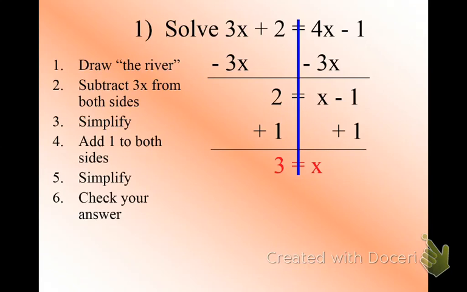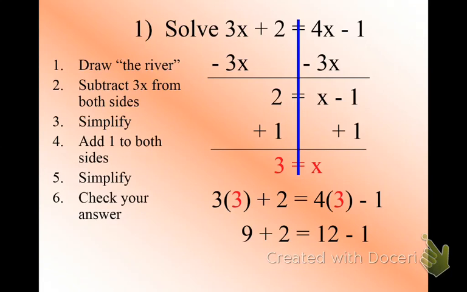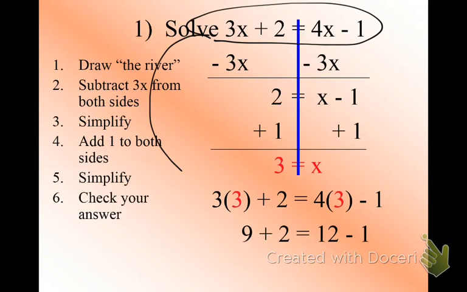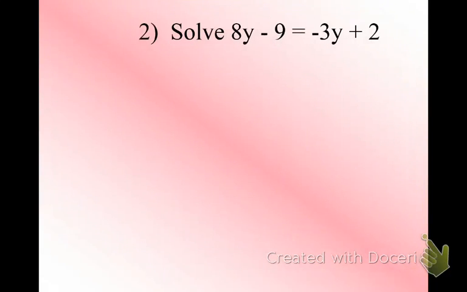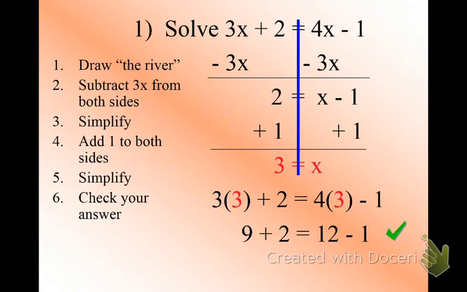All right, good. So we can check our answer, plug 3 back into the original equation right up here. So we're using this equation down here and plugging 3 into it. And when you do that, you get 3 times 3 plus 2 equals 4 times 3 minus 1. So 9 plus 2 equals 12 minus 1. Good, and 9 plus 2 is 11, 12 minus 1 is also 11, so that works.